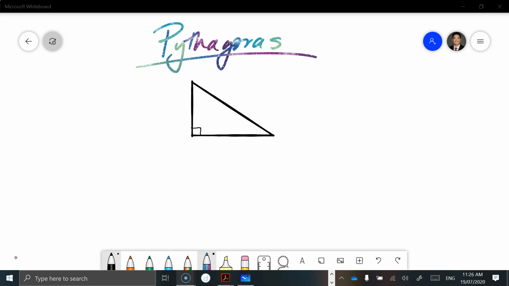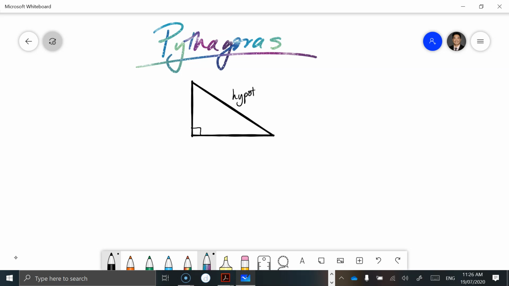So here we have a right-angled triangle, and just to label the different sides, the hypotenuse is always the diagonal, always the longest side of the triangle, and this is represented by C. Then on the other sides, we've got side A and side B. It doesn't really matter which one's side A or side B. The most important thing is to note that the diagonal, or the longest side of the right-angled triangle, is called the hypotenuse. That is always C. Okay?